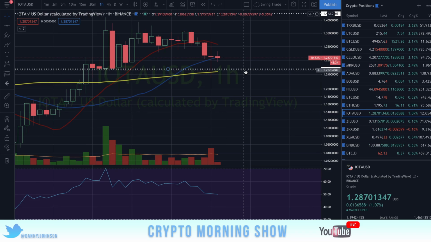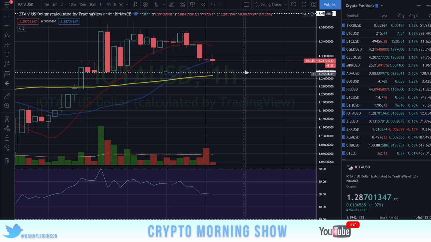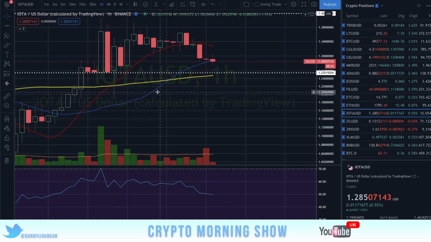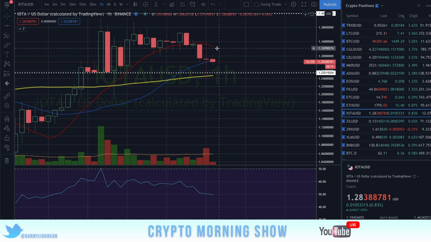IOTA, Internet of Things, we have drawn here. I'm just going to leave this one here. It looks like that was a good level of support. We did get the 26-day across the 100-day moving average, about 7-8 candles back. We have the 12-day moving average now on top, slightly trending downward, above average volume.